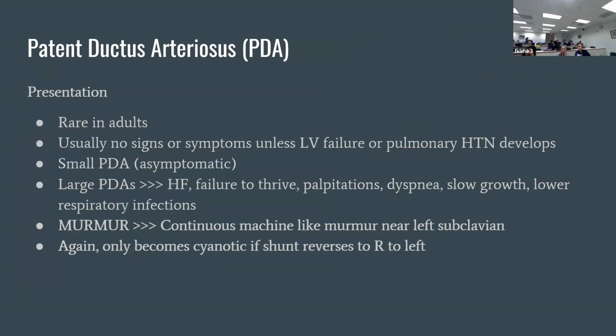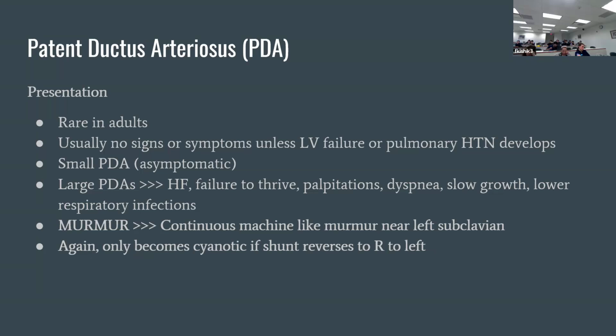This is rare to have in adulthood. Usually there's no signs or symptoms unless there's LV failure or pulmonary hypertension develops. Small PDAs are asymptomatic; large ones cause heart failure, failure to thrive, palpitations, dyspnea, lower respiratory infection. You guys are seeing a pattern here, right? The small ones we leave alone, we can monitor, they're asymptomatic. The larger ones we usually have to do something about, because they cause shunting and further problems with remodeling.